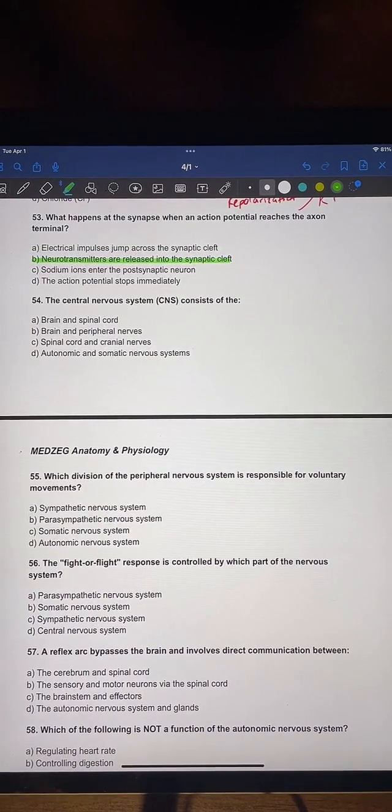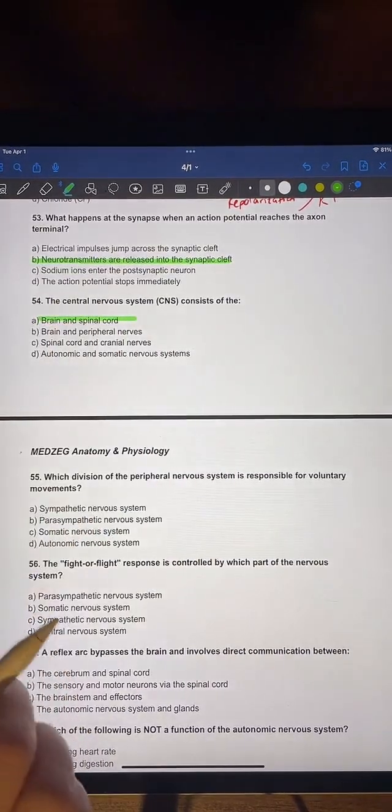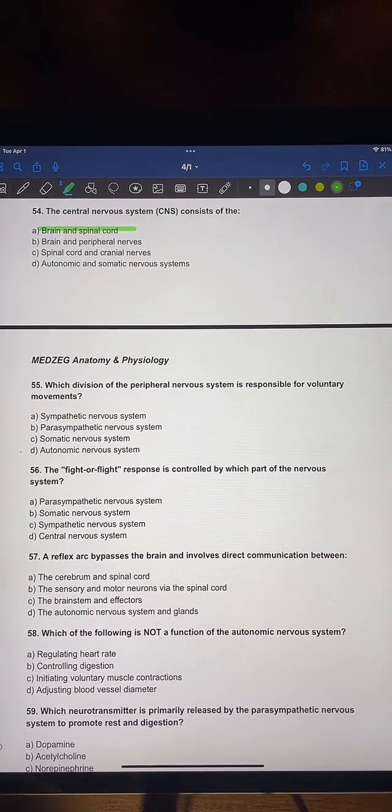54, the central nervous system consists of. Awesome, everybody. The answer choice is A, the brain and spinal cord. 55, which division of the peripheral nervous system is responsible for voluntary movements?